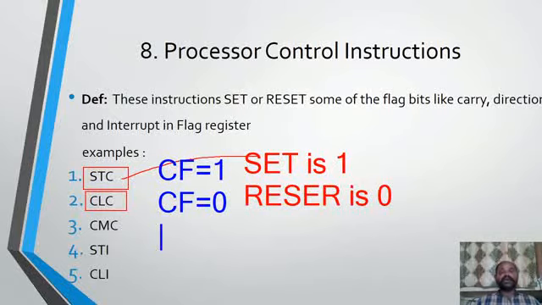CMC is nothing but complement of the CF. Complement of the CF means if the previous CF equals 0, now the CF equals 1. If the previous CF equals 1, now the CF equals 0. Okay, it is a complement operation.